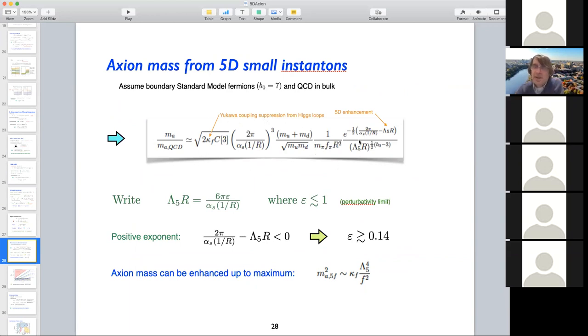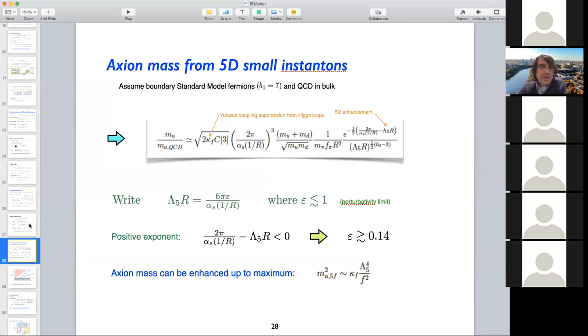There are a bunch of prefactors which I didn't really explain to you, but you just have to assume there's a bunch of prefactors. But then here are the two effects that I was referring to. You can see that's the QCD effect, and then you've got this extra effect coming from the 5D enhancement. And so this 5D enhancement can help you make the exponential become dominant again in the UV.